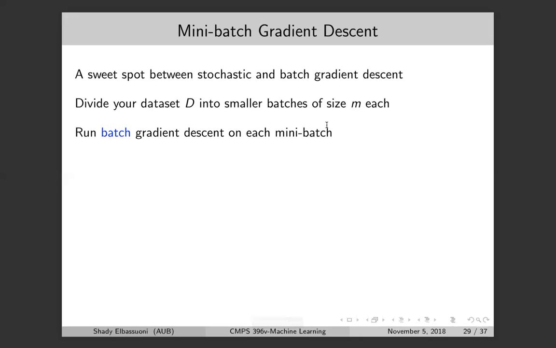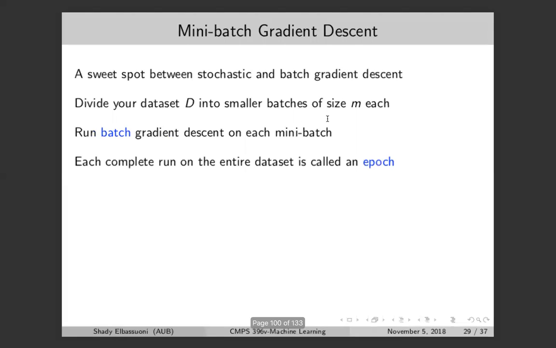Then you run batch gradient descent on each mini batch. So you really do gradient descent on the whole mini batch. You update the weights based on the error over all the examples in the mini batch. In stochastic gradient descent, you would be looking at a single example. In batch gradient descent, you would be looking at the whole data set. Here you're looking at a mini batch. And each complete run on the entire data set, once you finish all the batches, becomes an epoch.